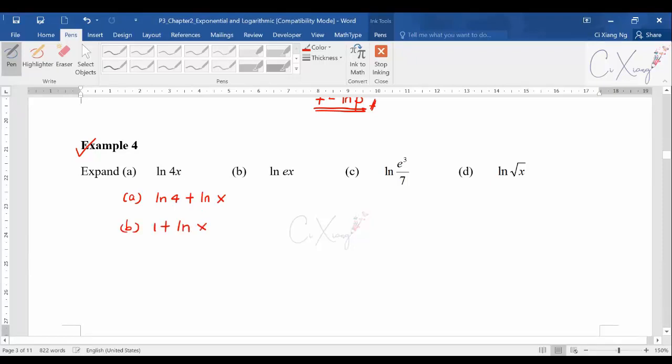So this is the answer for part B. And then for part C, you should have this. And then for part D. You can double check and see how you're able to get all these answers here. And after that, example 5. I will just write the answer here also. When you combine them to become a single log, the answer that you get should be something like this.